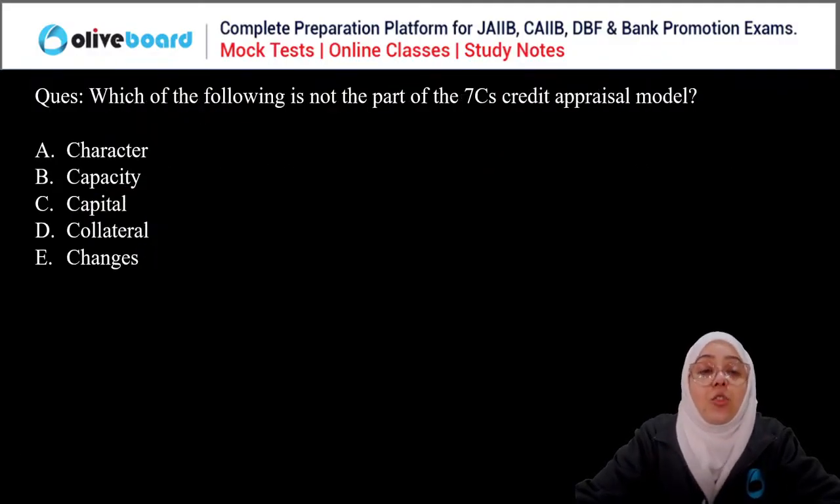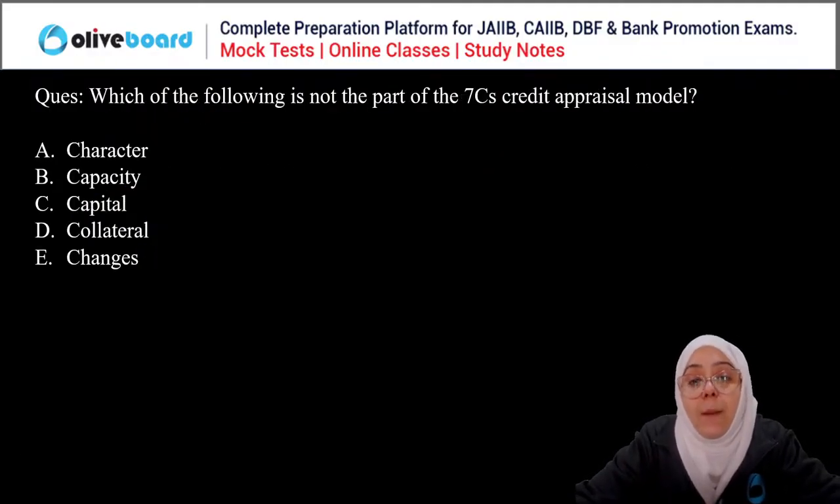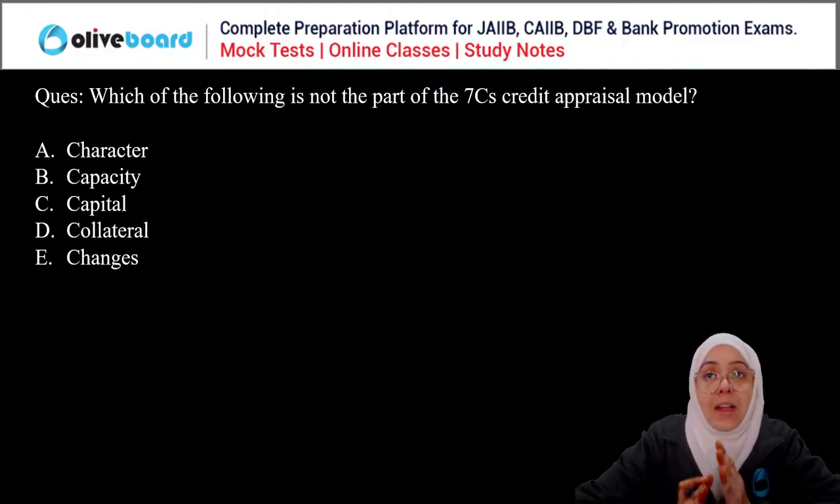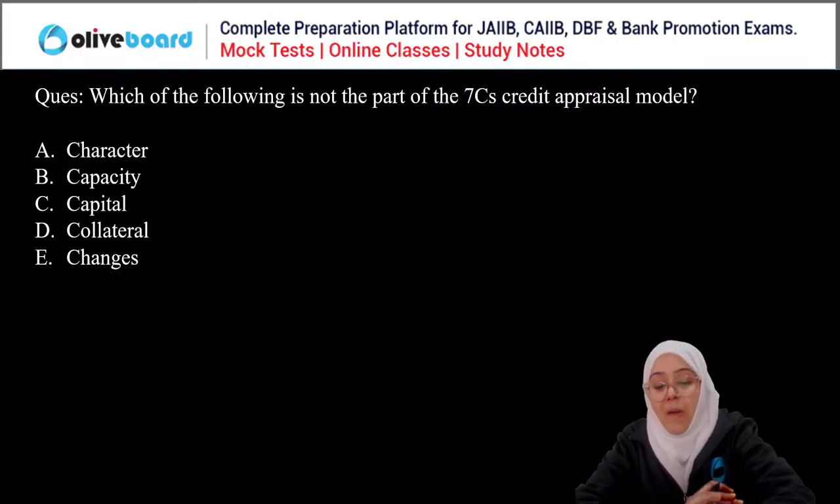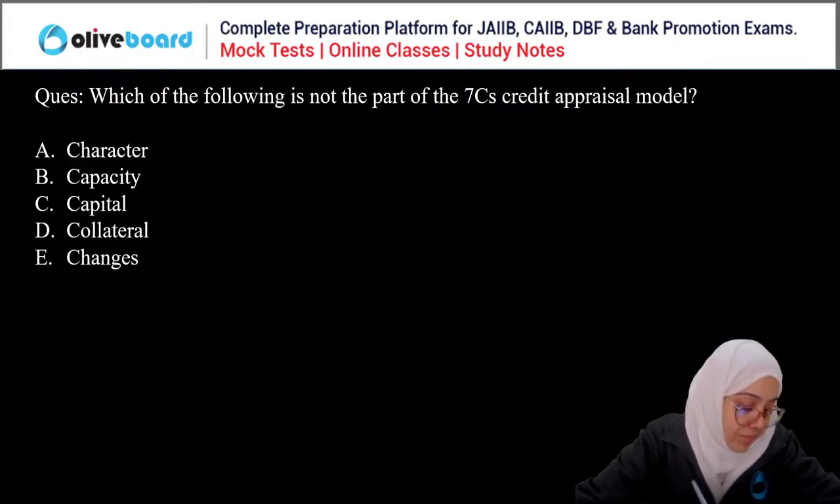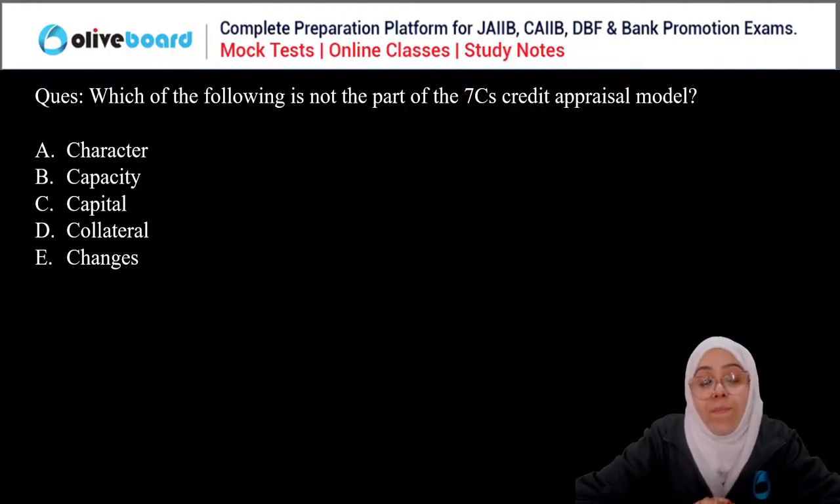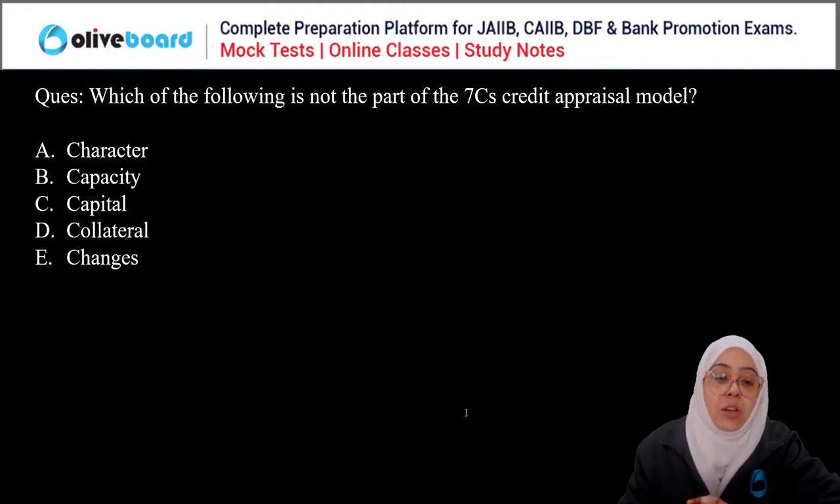Okay, good. Next question. Which of the following is not part of the 7 C's credit appraisal model? 7 C's. So, the cardinal principle of lending is another thing. The 7 C's credit appraisal model is used to check the security of the money you lend. Now, what are the 7 C's? Not a part of the 7 C's: character, capacity, capital, collateral, and changes. You have to learn the 7 C's, everyone. Everyone, please answer this question.